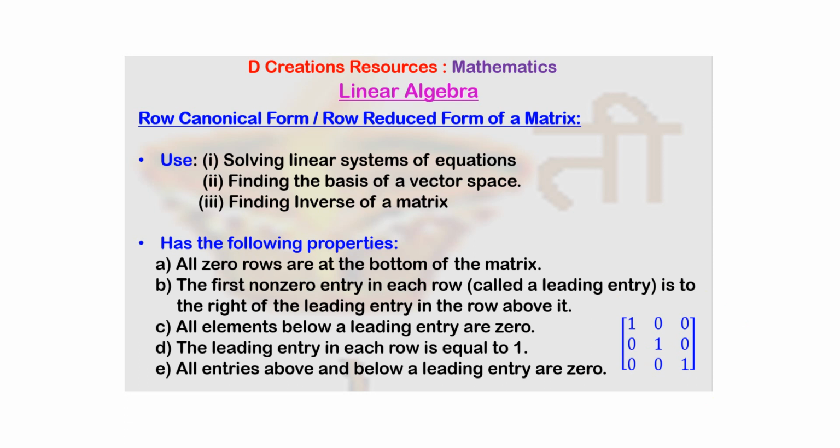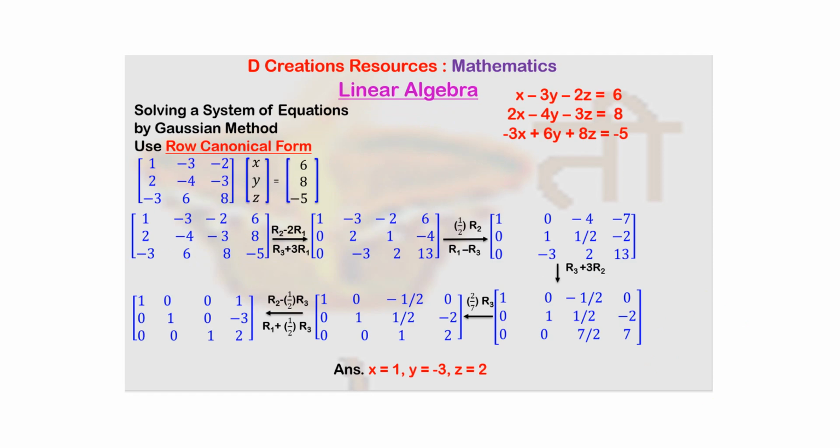So this is one of the simplest examples of a row canonical form of a matrix, a unit matrix. Coming back to our question, we have been given a system of equations. x minus 3y minus 2z is equal to 6, 2x minus 4y minus 3z is equal to 8, and minus 3x plus 6y plus 8z is equal to minus 5. Now what I would suggest is, instead of just watching this, please solve it simultaneously, so that you will know where you are getting stuck or what it is that you don't know.